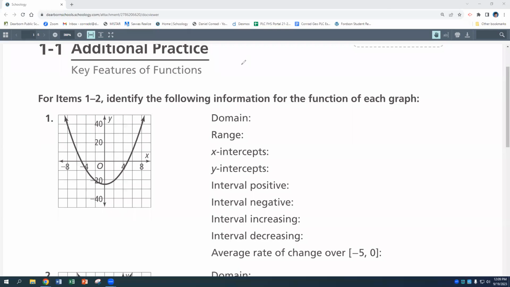Okay, this is additional practice 1-1. For 1 and 2, we're going to find the domain, range, x and y intercepts, the positive and negative intervals, and the increasing and decreasing intervals.